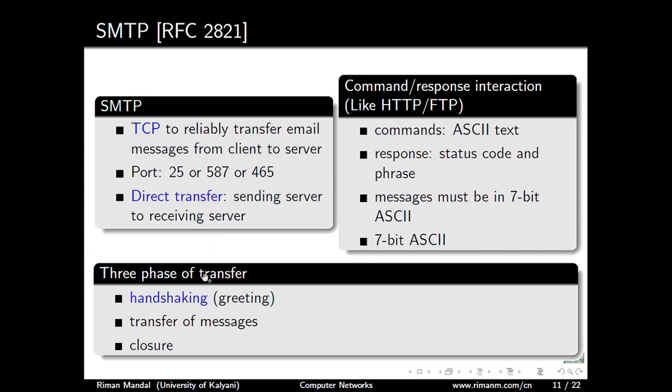The SMTP transfer uses three phases of transfer. One is handshaking, that means the greeting. The connection will be established using this handshaking. Then the transfer of the message. The message will be transferred from the client to the server, and then the connection will be closed.